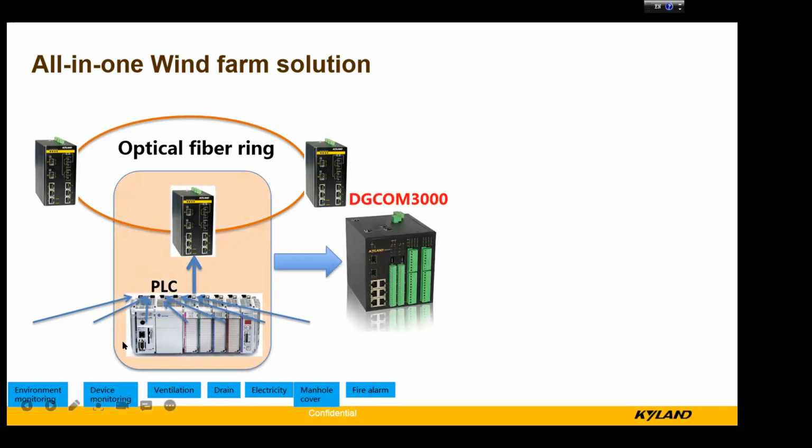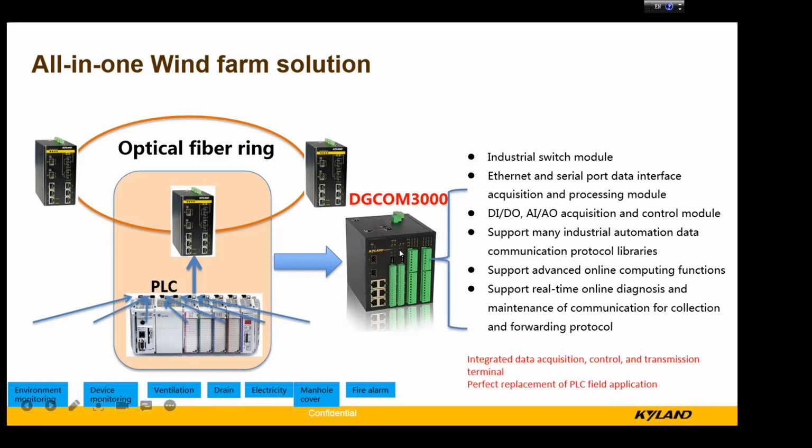And we can just replace the PLC and the Ethernet switch with the DigiCon 3000, since it has the Ethernet port, it has the protocol conversion, and it also has the digital input and output. And also it supports the soft PLC function, and we can do some programming on the digital input and output. In this case, it can perfectly replace the simple PLCs in the field application.